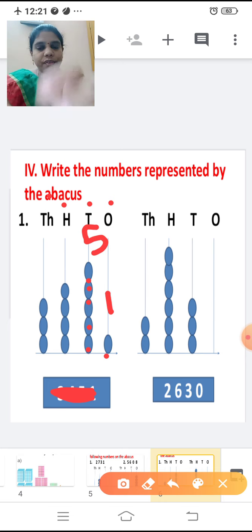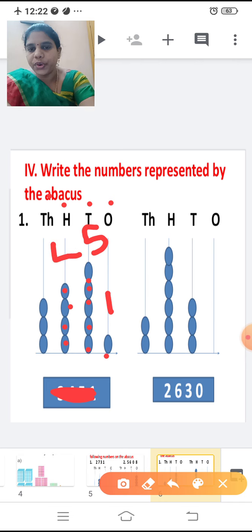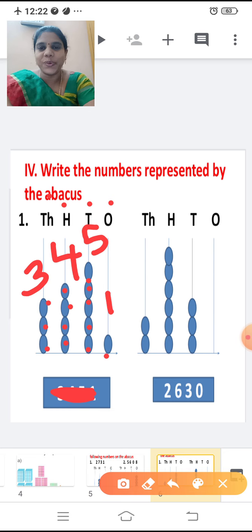Then move on to the hundreds place. How many beads are there? Count and tell me. 1, 2, 3, 4. 4 beads on the hundreds place. Now count on the thousands place. Sorry. 1, 2, 3. We have 3 beads on the thousands place. Now tell me, what is the number formed? What is the number represented by the abacus? 3, 4, 5, 1.